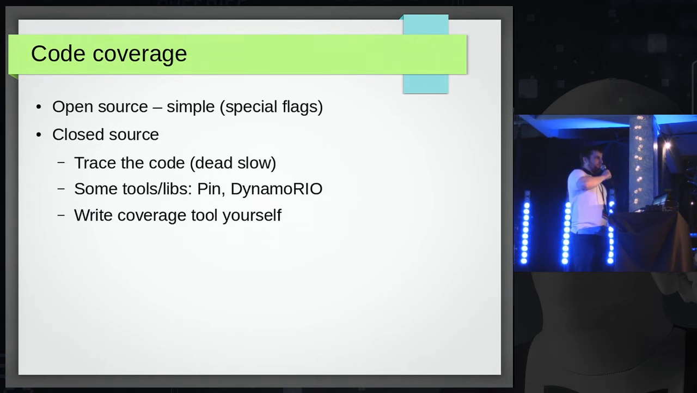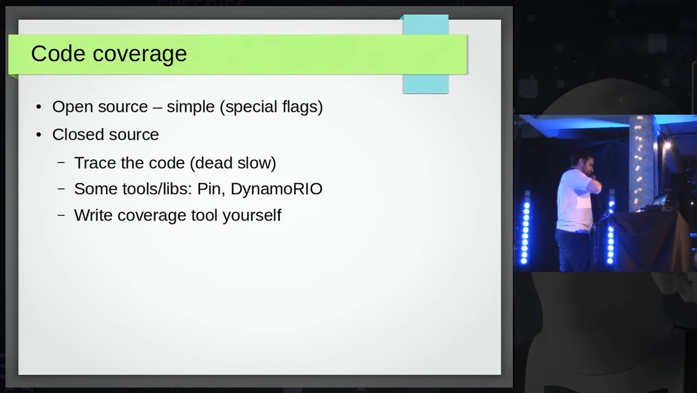How do you do it? How to calculate code coverage? Well, with open source tools, it's quite easy. You have special flags that you can use in compiling, and that makes the compiler add certain instructions inside the code, so you can calculate code coverage quite effectively.